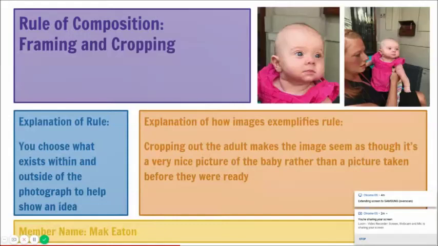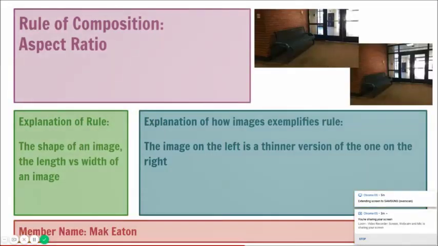Framing and cropping. You choose what exists within and outside of the photograph to help show an idea. Cropping out the adult makes the image seem as though it's a very nice picture of the baby rather than a picture taken before they were ready. Aspect ratio. The shape of an image, the length versus the width of an image. The image on the left is thinner than the version of the one on the right.